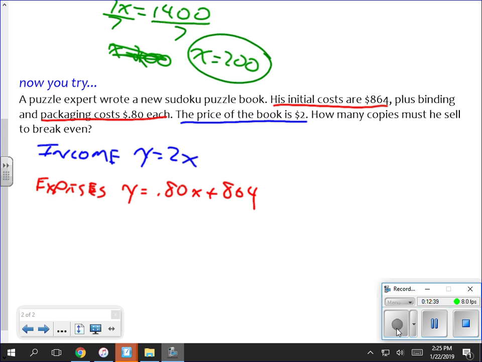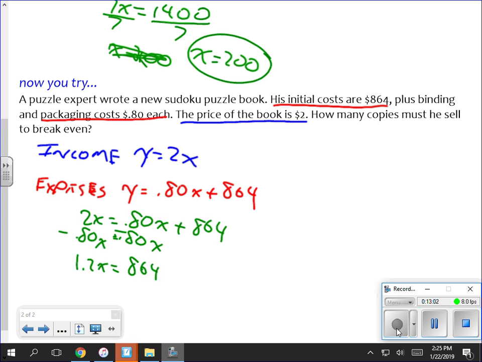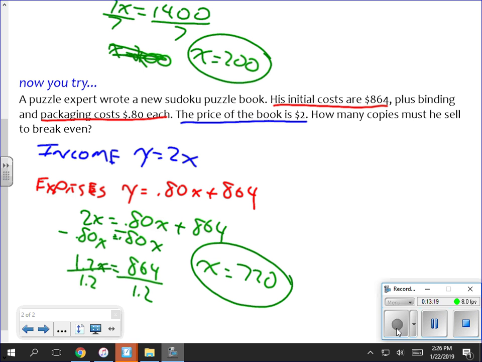So to solve this, I do 2x equals 0.80x plus 864. Subtract 0.80x from both sides. So I get 1.2x equals 864. And how much? 720. Thank you. Divide both by 1.2. And I get x equals 720. So he has to sell 720 books to break even.